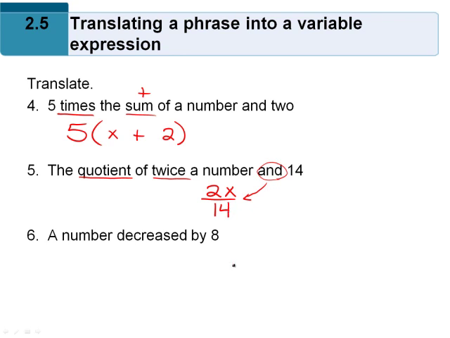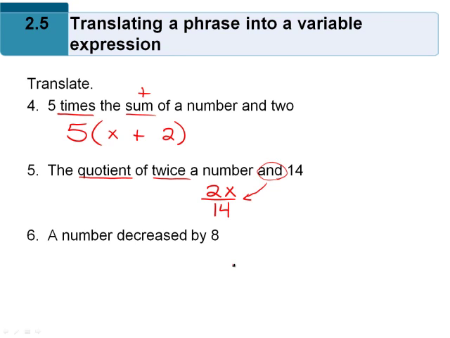So the key to doing these verbal expressions and translating is breaking it down into little problems, okay? Like on number 4, we did the first 4 words, 5 times the sum, 5 parentheses. Then worry about what goes into the parentheses, the sum of a number and 2, okay? Same thing here. We knew we needed a quotient, so set up your fraction bar. And then whatever comes before the word and, you write that on top, twice a number, 2x. And then whatever's after and goes on the bottom, 14.